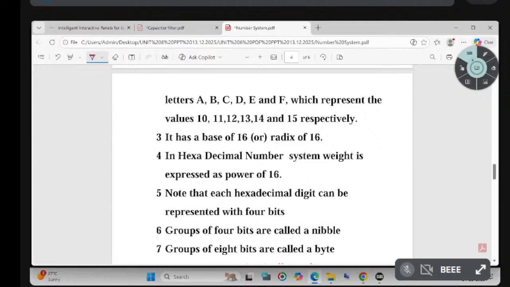Hexa is how many bits? 4 bits. You have to mention 4 bits. Hexa is always 4 bits, octa is always 3 bits.